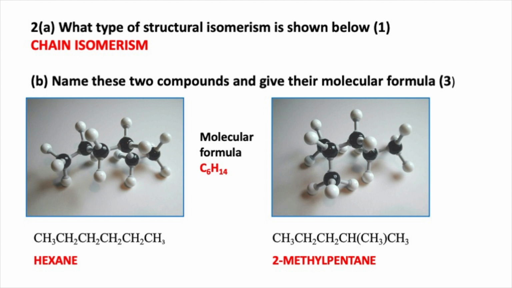So if you had the correct type of isomerism, you get 1 mark. If you had the correct molecular formula, you get 1 mark. And there's 1 mark each for naming the isomers correctly.